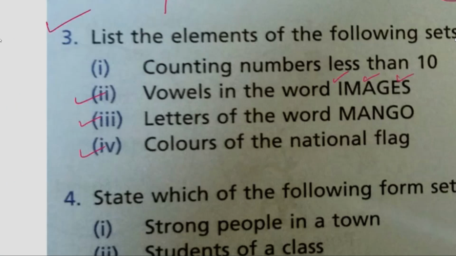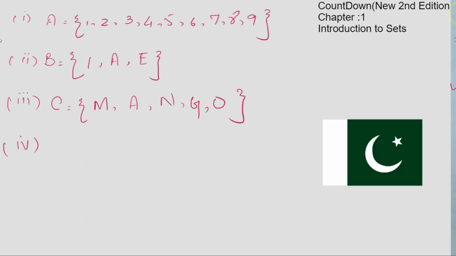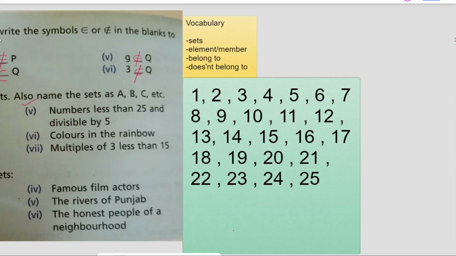Now the fourth one is colors of the national flag. Here you can see this is our national flag. The national flag has two colors, green and white. I am denoting the fourth one as D, and it has two colors, white, comma, green. In the fifth part, we have to list down all the numbers less than 25 and divisible by 5.